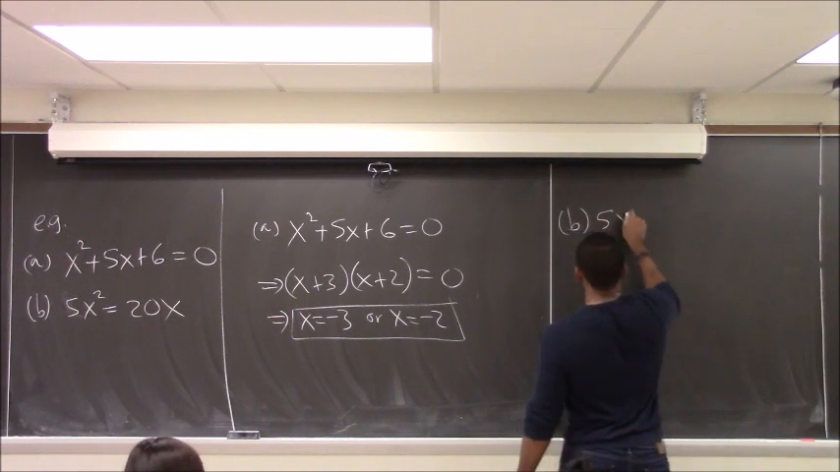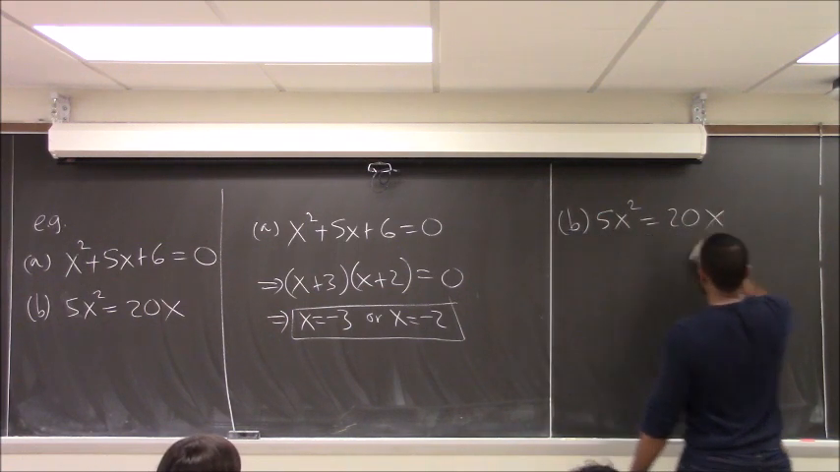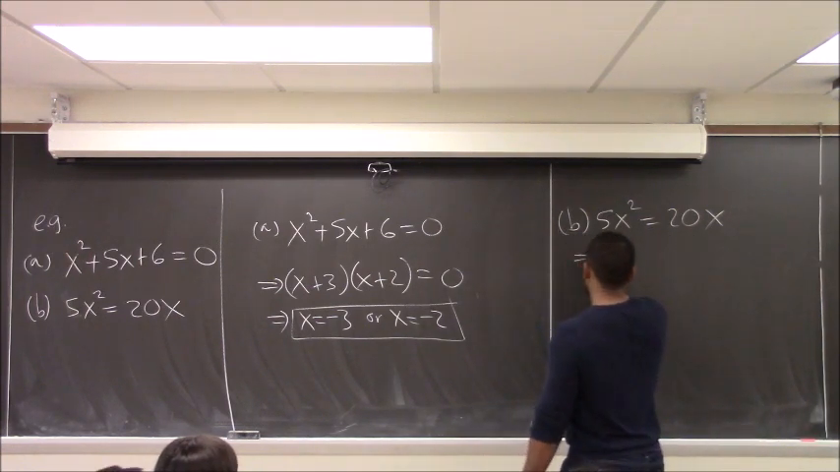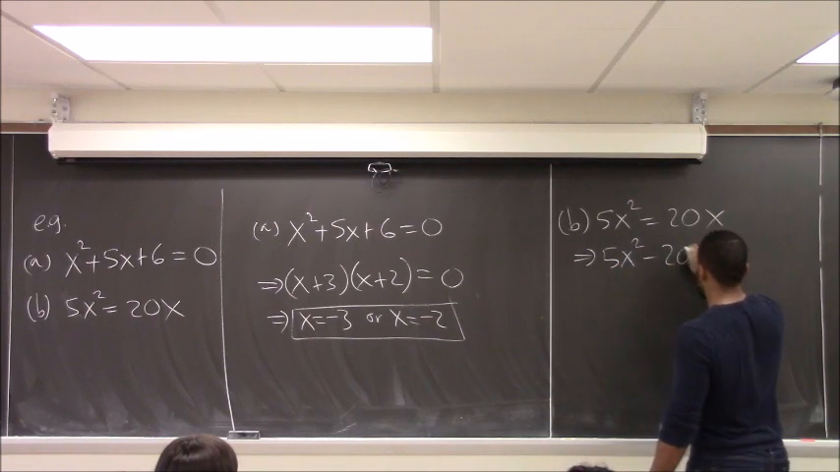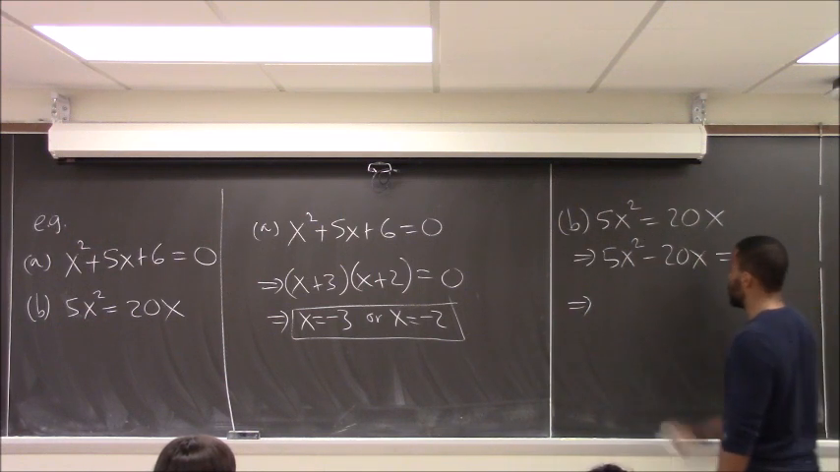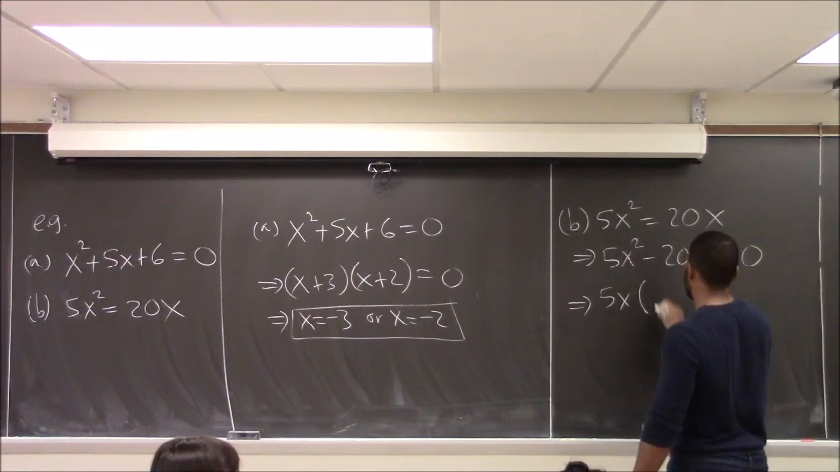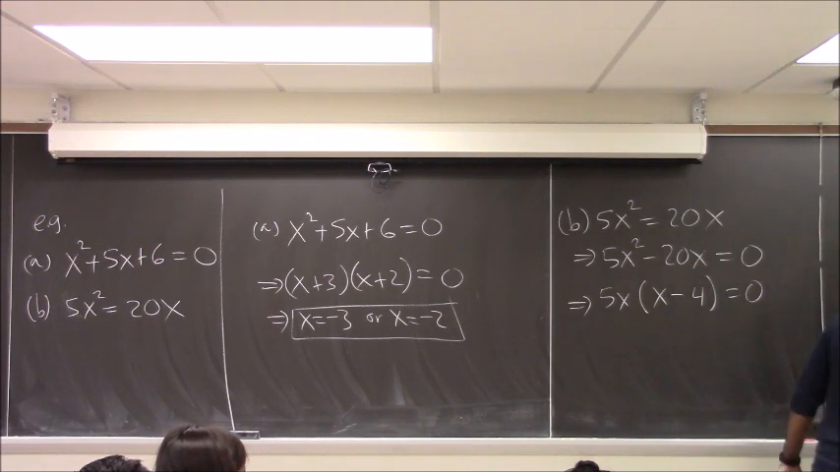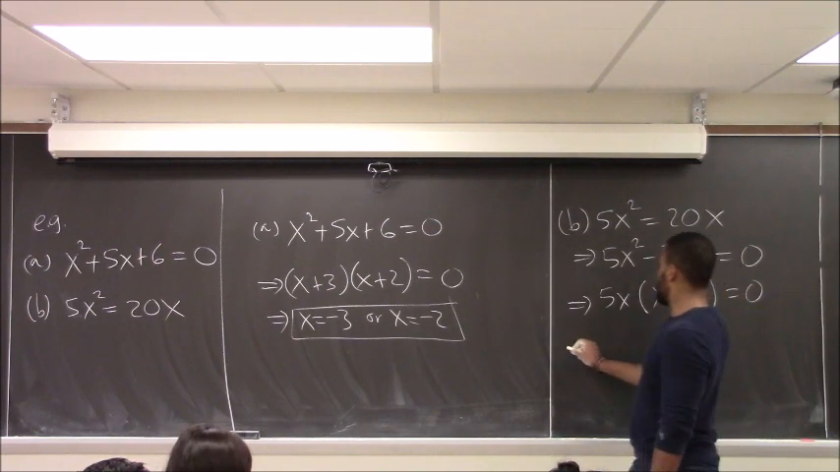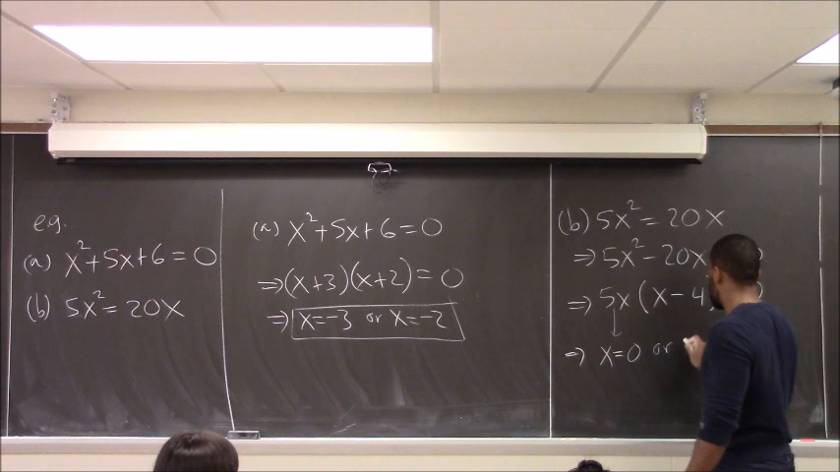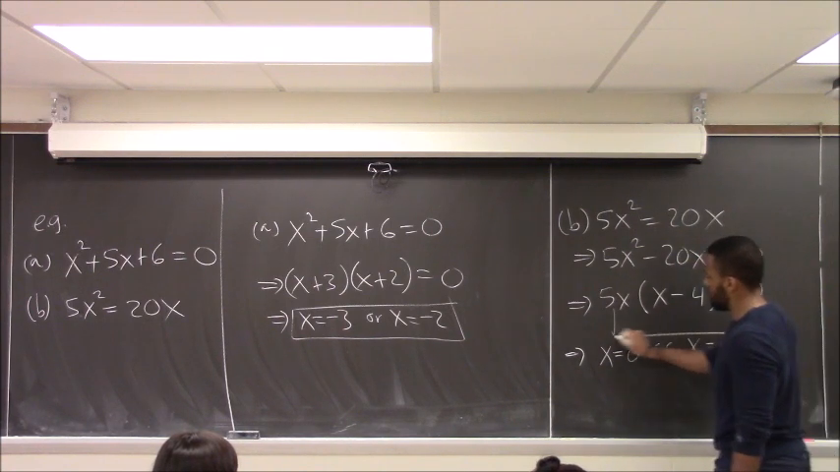Something like this, the 5x squared equals 20x. If you divide both sides by x, you're wrong. You are also missing the solution. Follow the rules, bring everything to one side, then factor. GCF factoring works here. 5x is the common term. X minus 4 will be left over. And so this means that either 5x equals 0, which means x equals 0, or x equals 4.